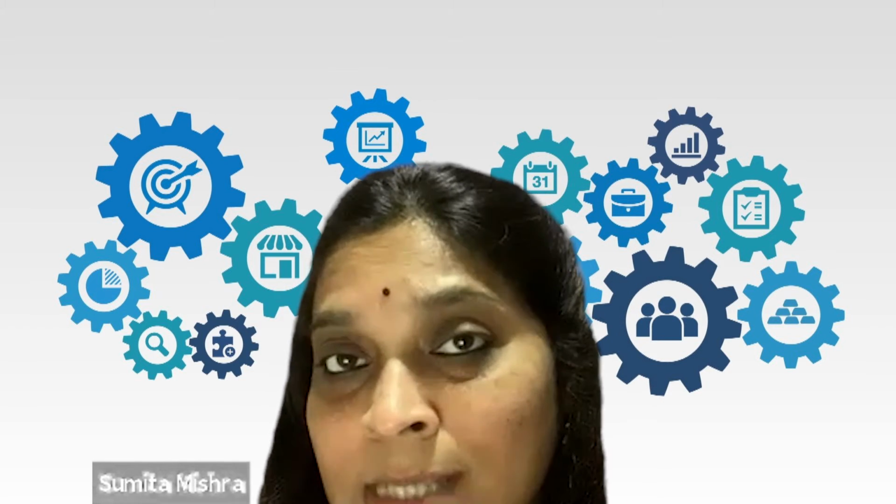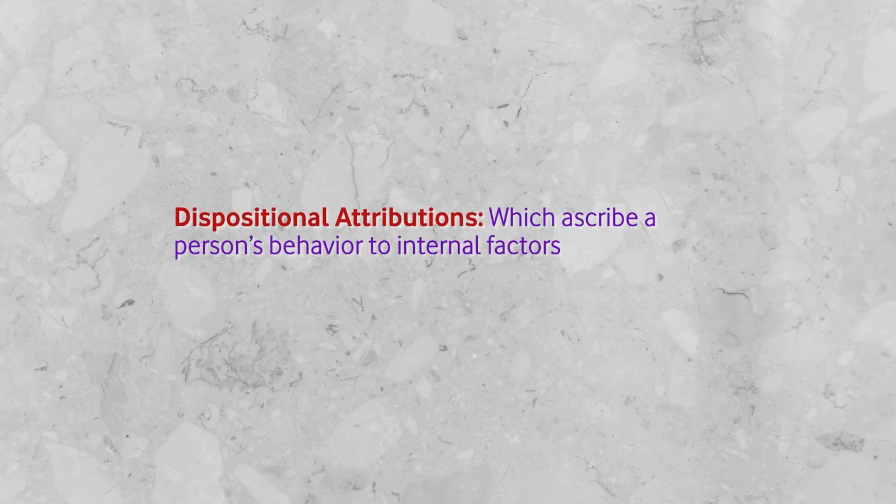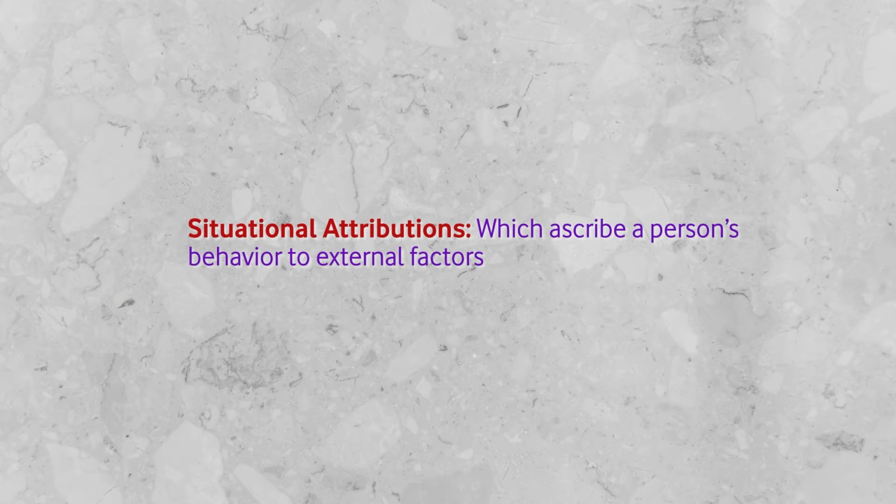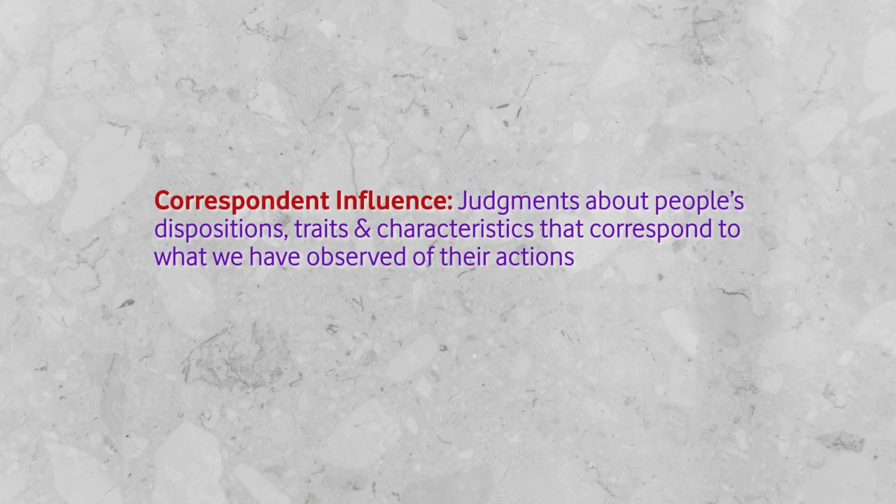So what kind of attributions can you have? The first is called dispositional attributions. This is when you ascribe a person's behavior to internal factors primarily. The next is called situational attributions, which ascribe a person's behavior to external factors. And there is something called correspondent inference, where you form judgments about a person's dispositions, traits, and characteristics that correspond to what we have observed of their actions. So basically, attributions can be internal, that means you ascribe causes to internal factors. They also can be external, where you ascribe causes to external factors.